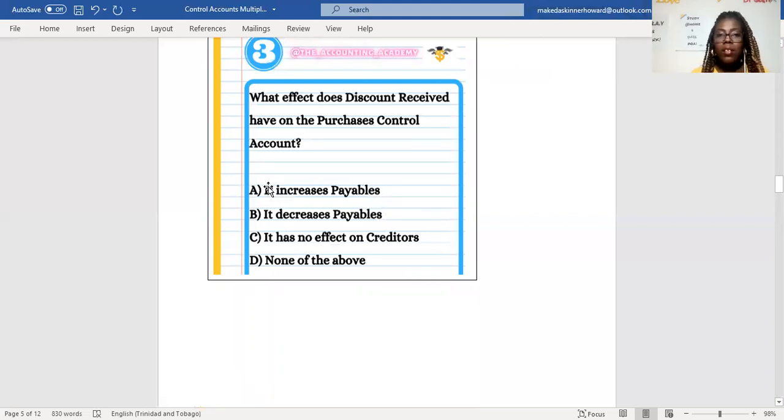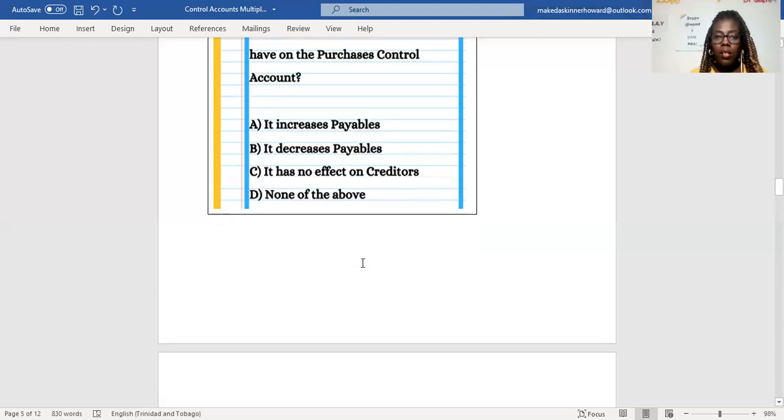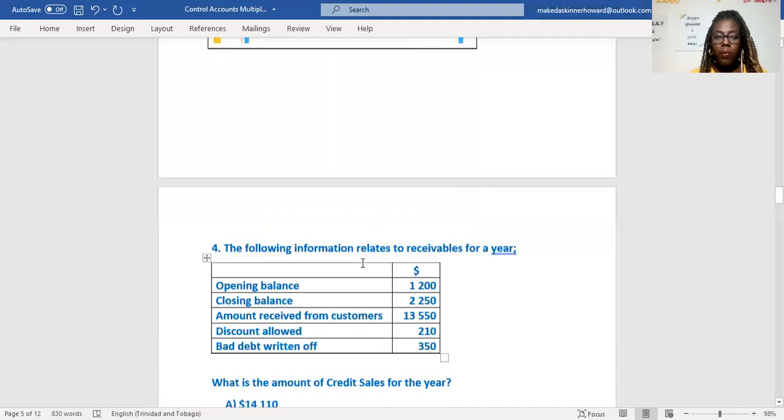Number 3, what effect does discount received have on purchases control account? And we kind of just touch on that. The discount received is going to reduce the amount that we owe to the supplier. So it decreases the payables. It does not increase it. All right. It does not add to what we already owe. It has an effect on the creditors or the payables, right? Same thing. So C and D are out. Your answer is B for number 3.